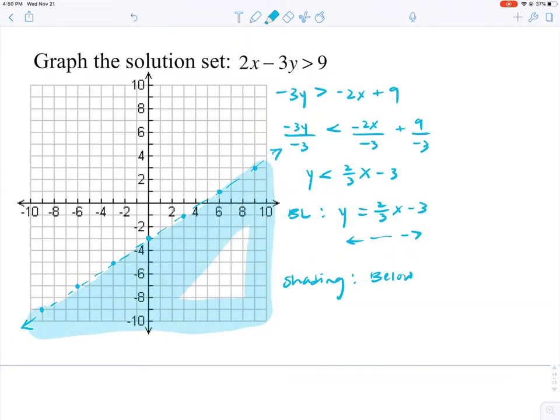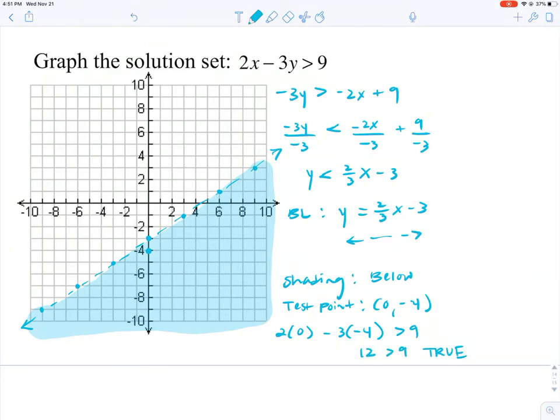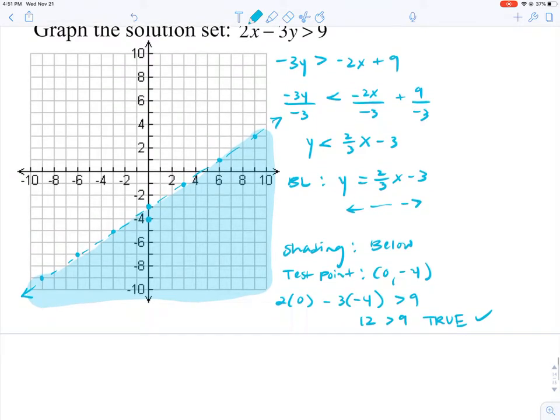For the test point, I like to choose a point that's in the shaded region. So I will use, how about (0, -4) as my test point. Substituting into the original inequality, we get 12 is greater than 9. That is true. Therefore, it looks like we shaded on the correct side of the boundary line.